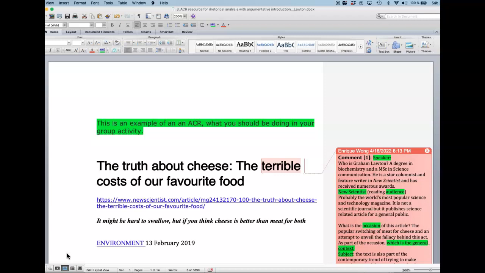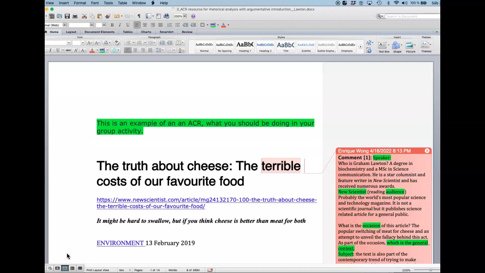And I chose the article by Lawton because I have a conflict of interest here. This article is about cheese, and if you check the title, a simple reading of the title, you have the strong ideological message in the article: the truth about cheese, the terrible cost of our favorite food. And so you know that something bad is on the way, something bad is coming.